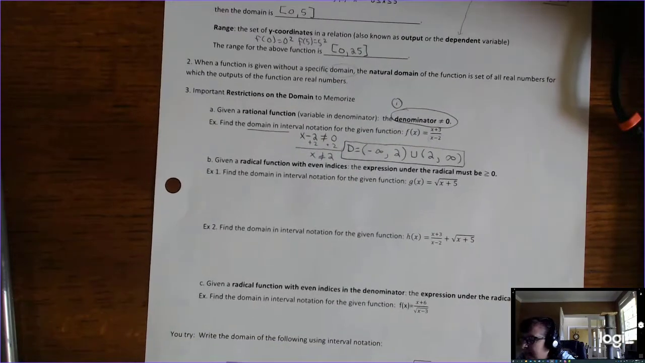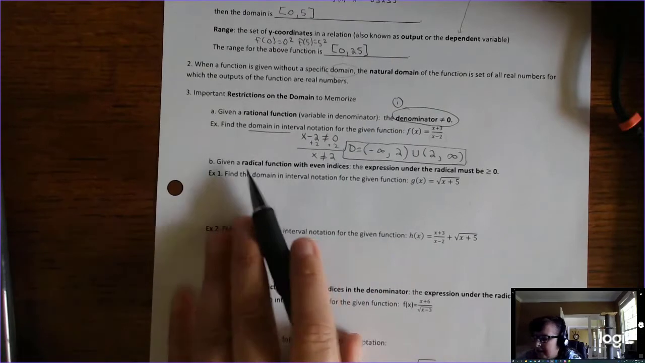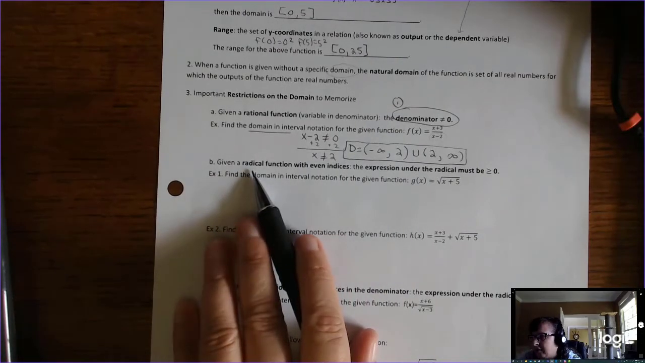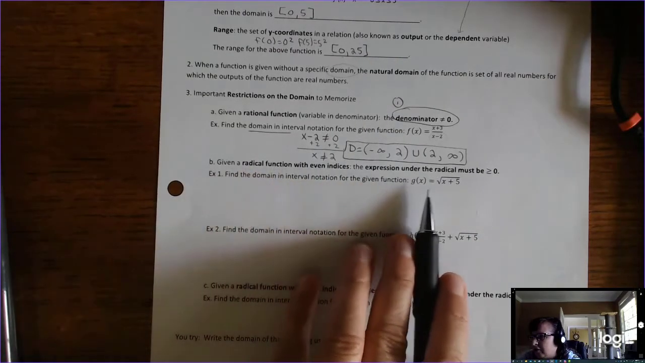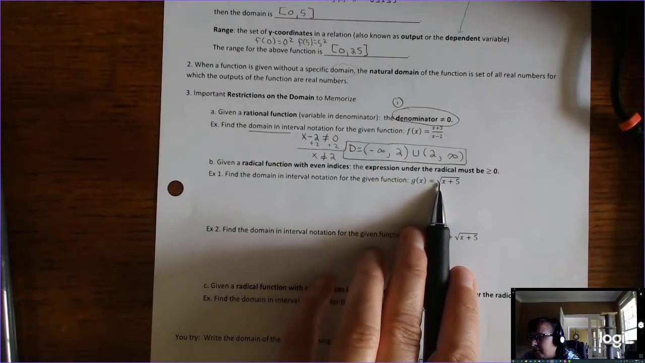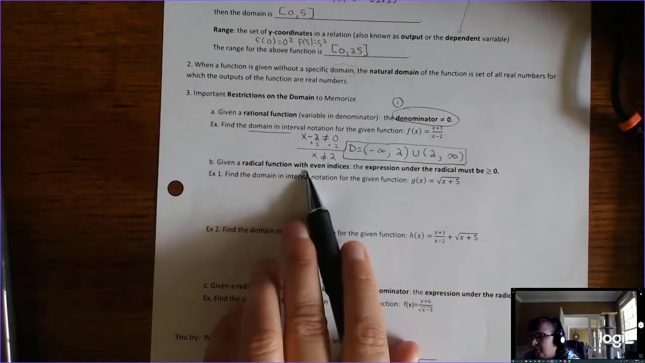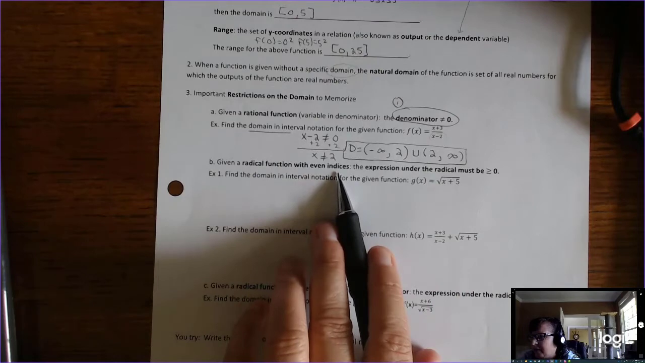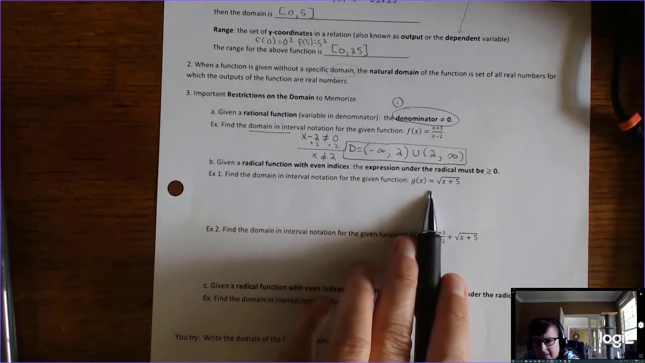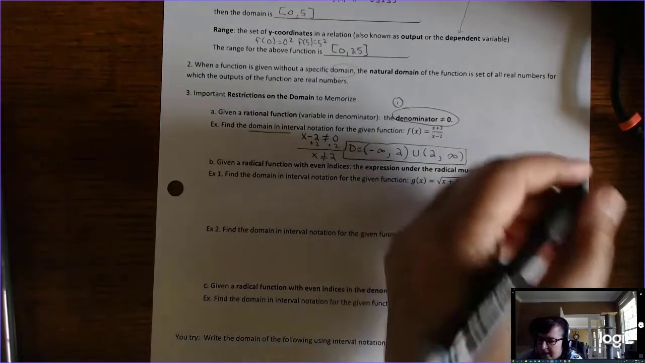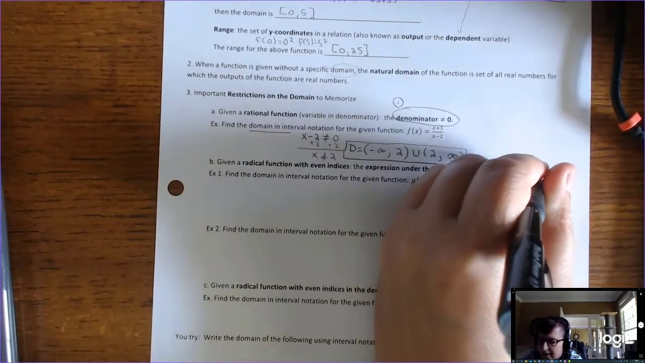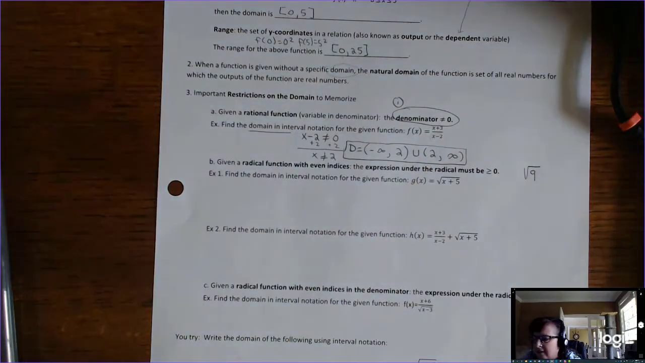Okay, the second thing that you have to memorize is given a radical function. That means it's a function under a radical sign. Okay, with even indices, given a radical function with even indices. So let me take a time out. Let me explain that.